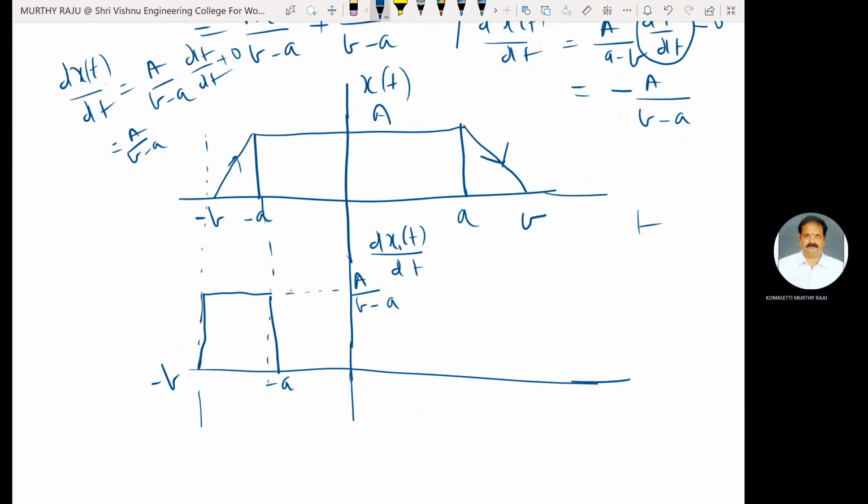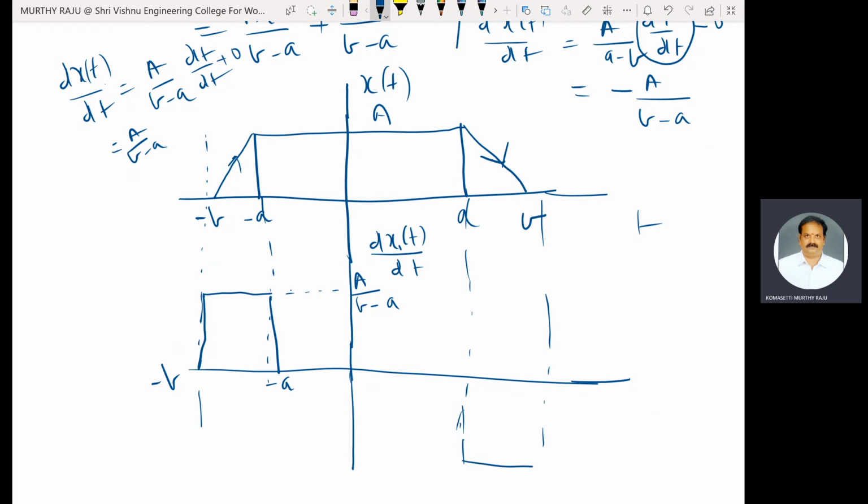Here, this portion is for the first differentiation. It is a negative falling function, so the slope is negative. The slope value is minus a by b minus a. This one is the first differentiation.